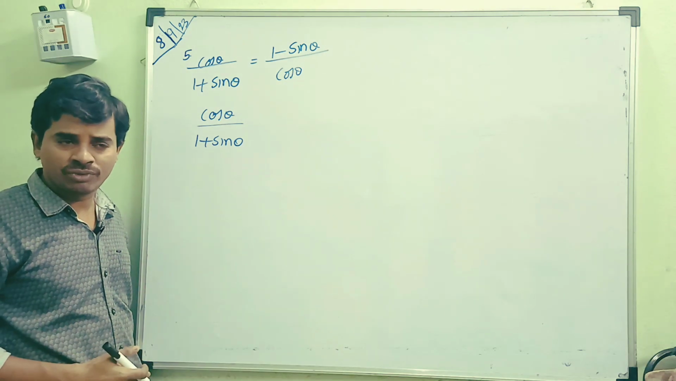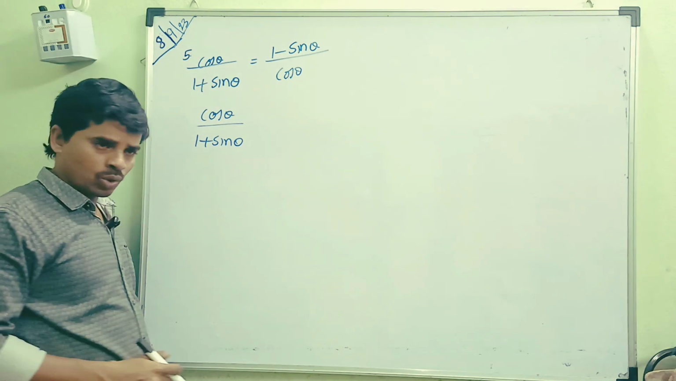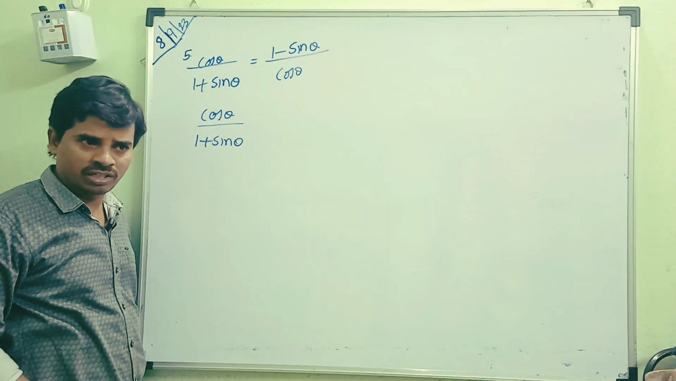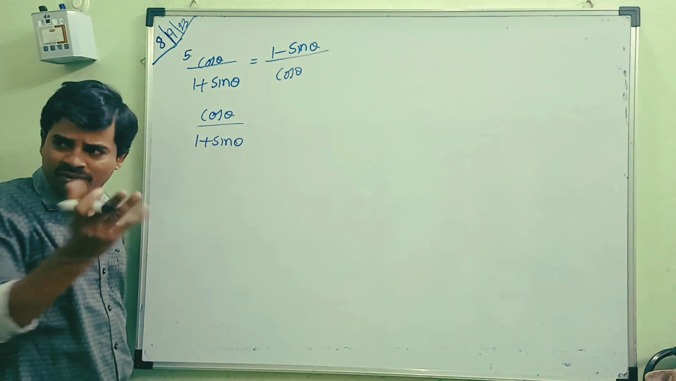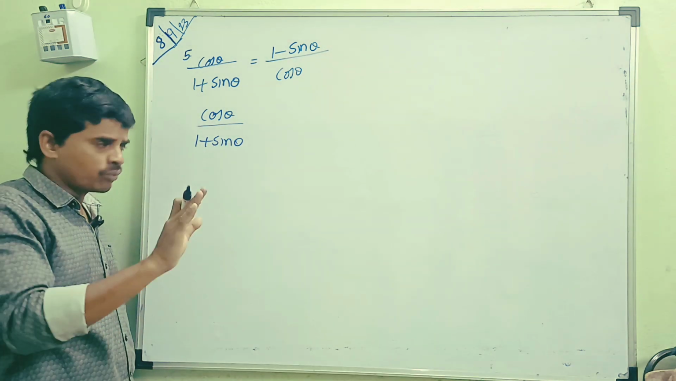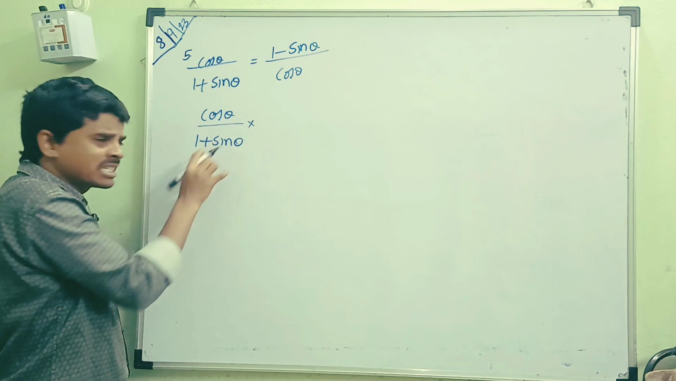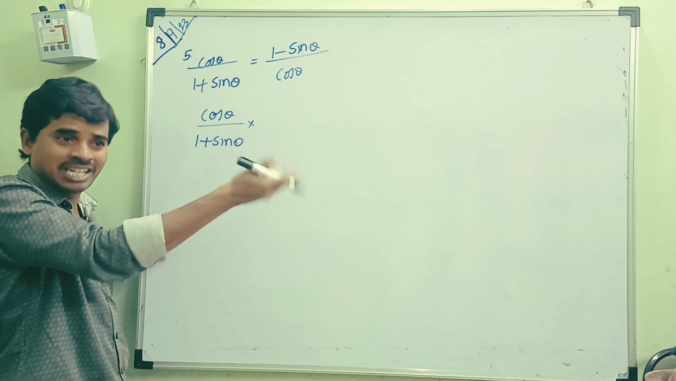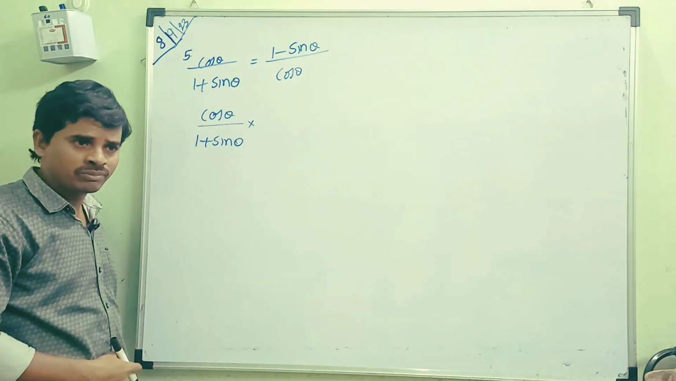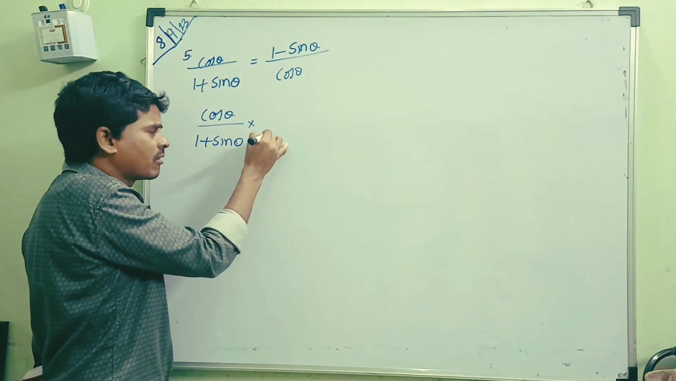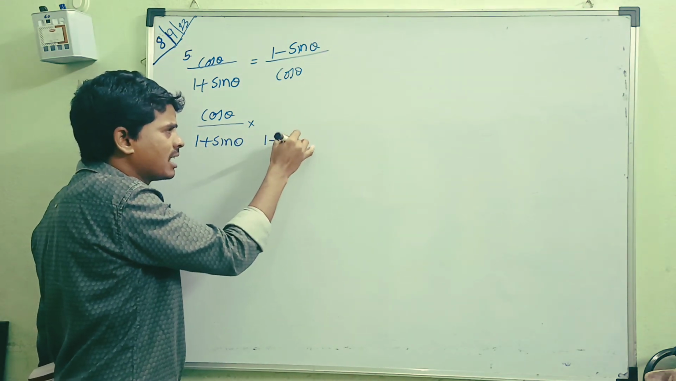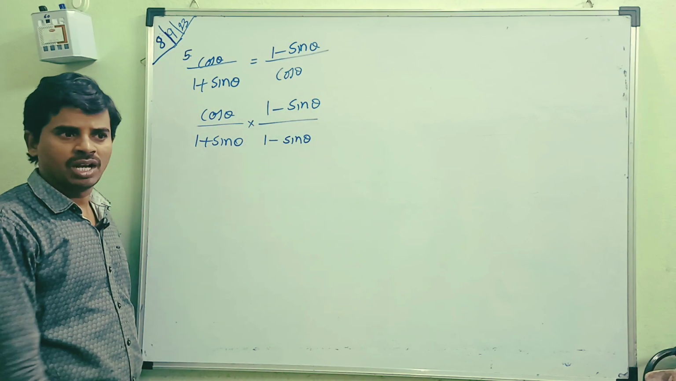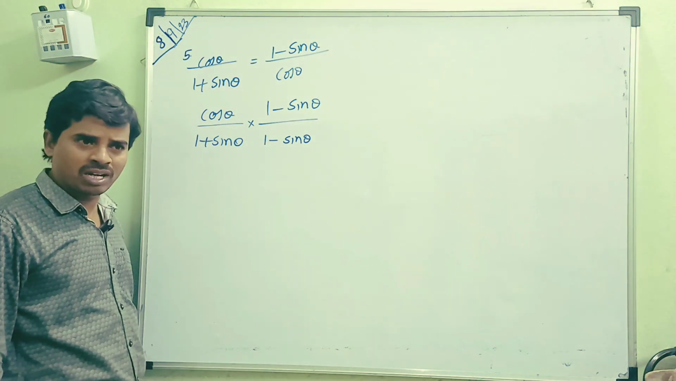So what step should we proceed with? By converting any of this, we don't get 1 minus sin theta by cos theta. 1 plus sin theta we cannot convert into anything. So for that, what I am doing here: 1 plus sin theta is there, and we have to multiply it by 1 minus sin theta, like rationalizing factor. In rational numbers, how do we do it? Like that, we are multiplying with 1 minus sin theta by 1 minus sin theta.